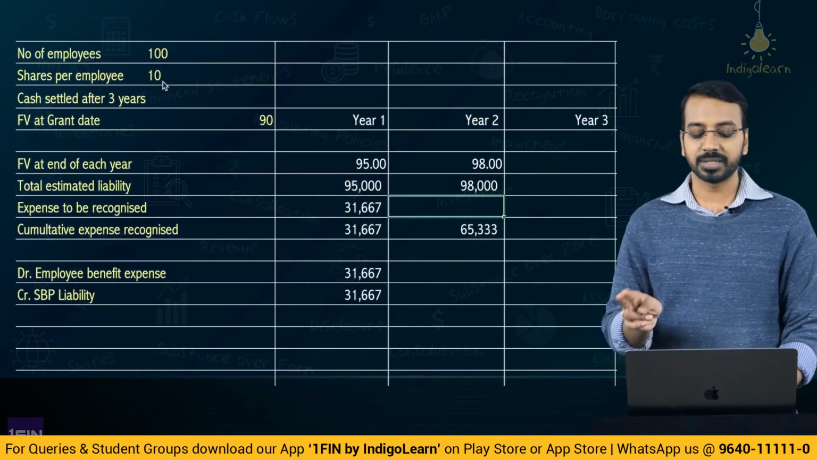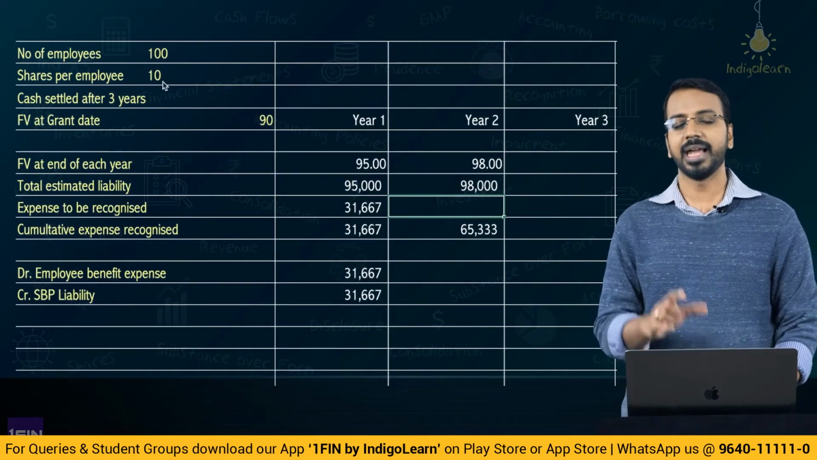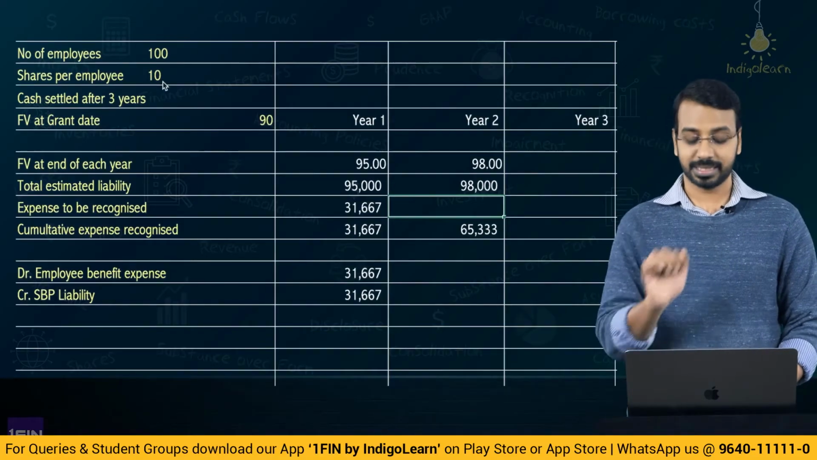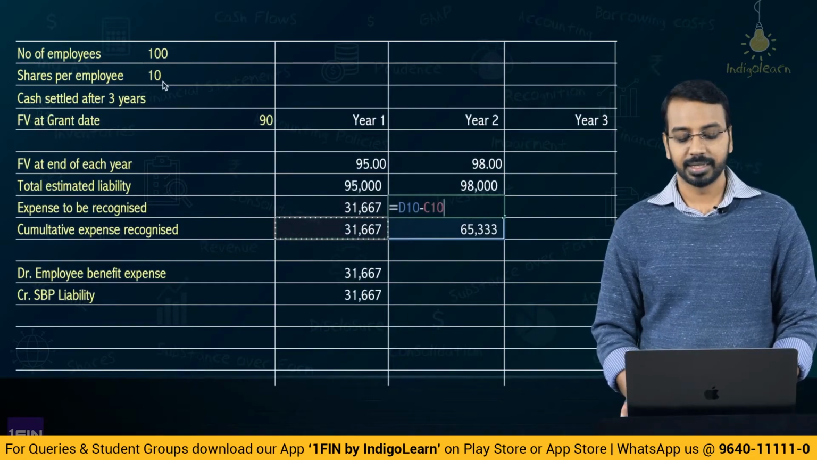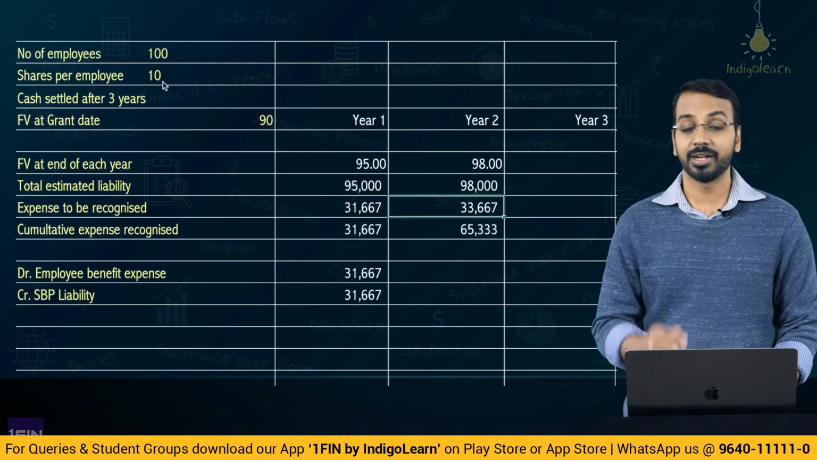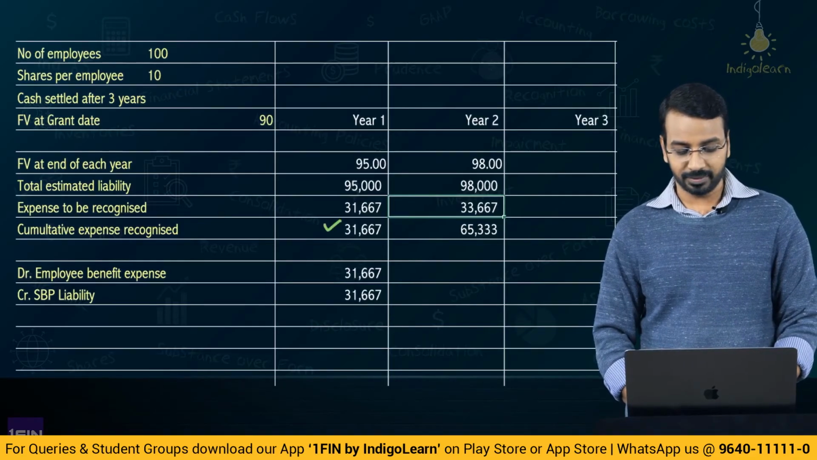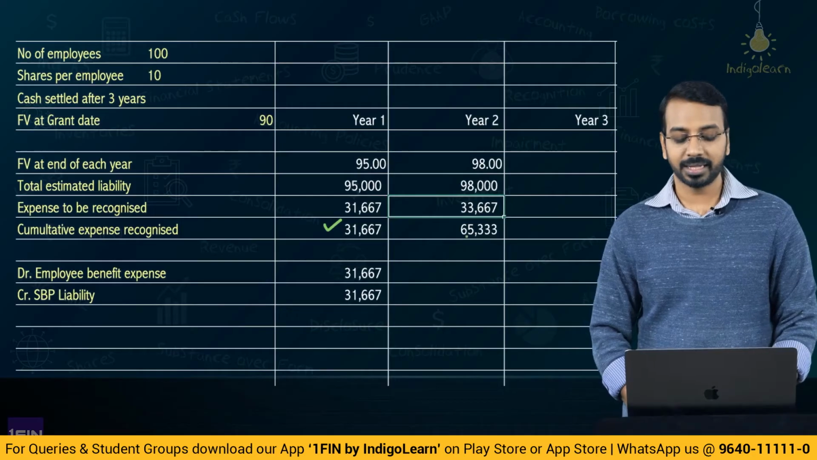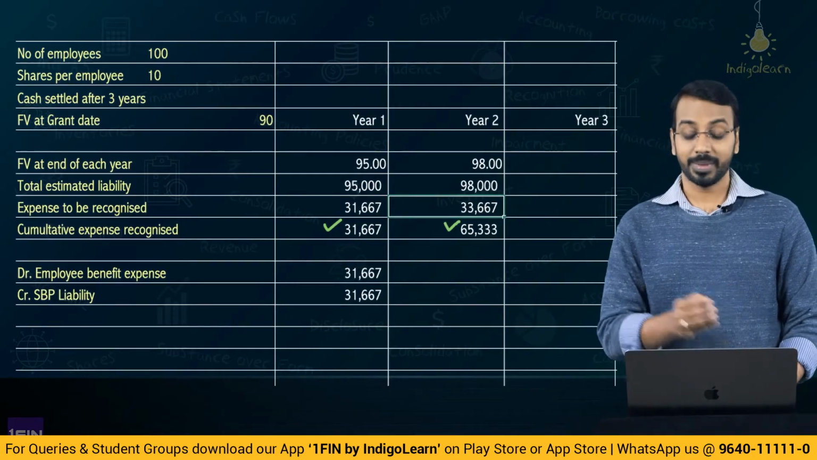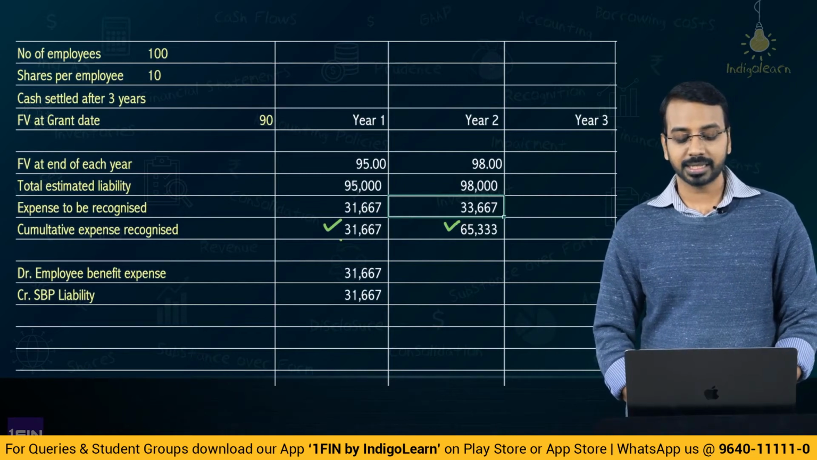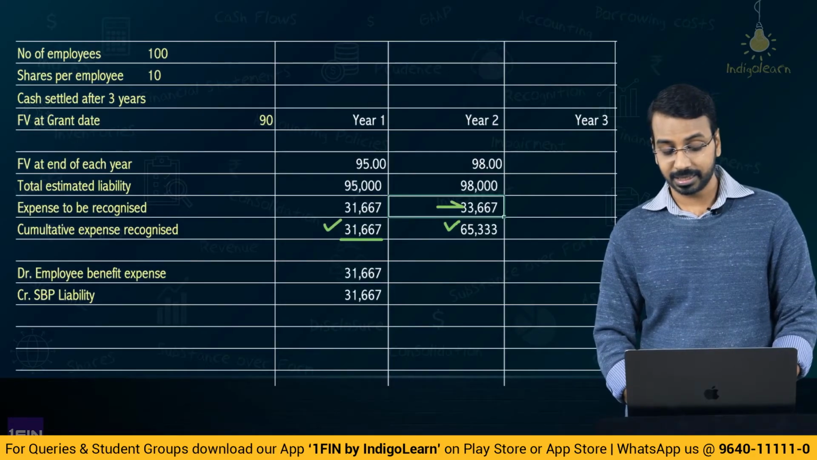So how much of expense will you recognize in year 2? See, cumulative expense should be 65,333. Out of this you have already recognized 31,667. So 65,333 minus 31,667, you will get 33,667 to be recognized in year 2. I am repeating once again. In year 1 you have cumulatively recognized 31,667. At the end of year 2 you should cumulatively recognize 65,333. Okay, and you have already recognized 31,667 in year 1. So the difference that should be recognized is 33,667.